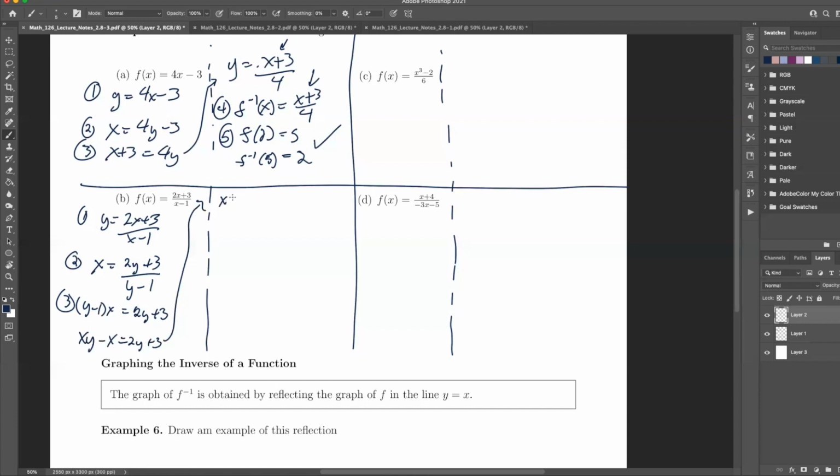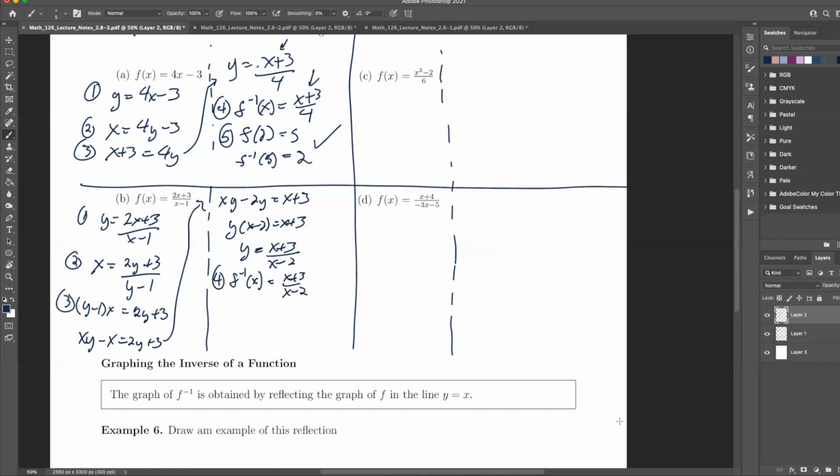Oops. Let me not skip that step. So xy minus 2y equals x plus 3. Here I can factor out the y, so I get y times (x minus 2) equals x plus 3. Divide out the x minus 2 to get y equals x plus 3 over x minus 2, and then step 4, we're going to write f inverse of x is equal to x plus 3 over x minus 2.